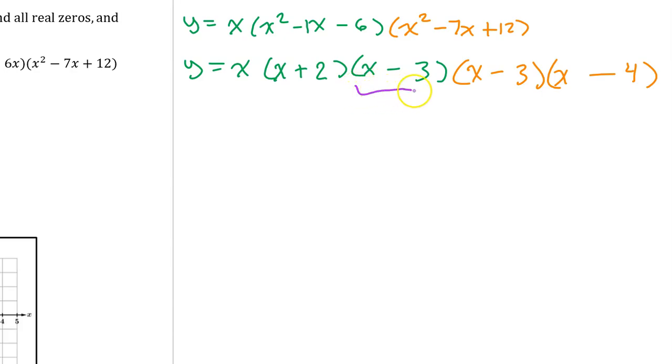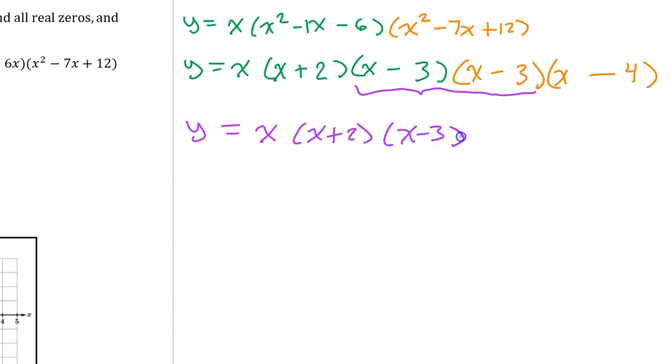Now, notice the repeated factor of x minus 3. So I can rewrite this polynomial as y equals x times x plus 2 times x minus 3 squared, there's your multiplicity, and then x minus 4.